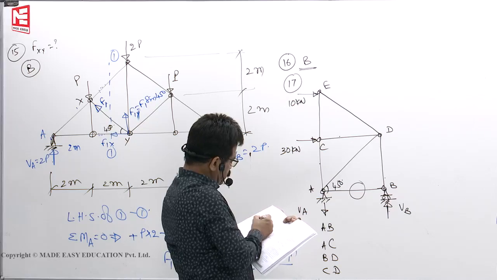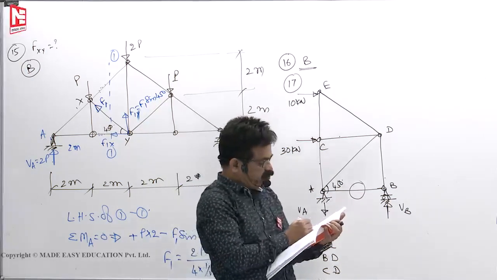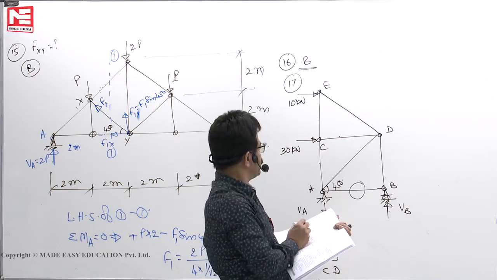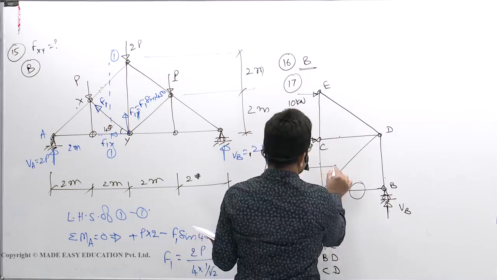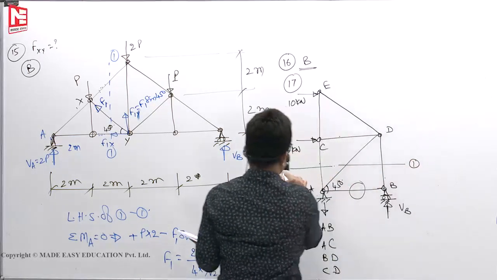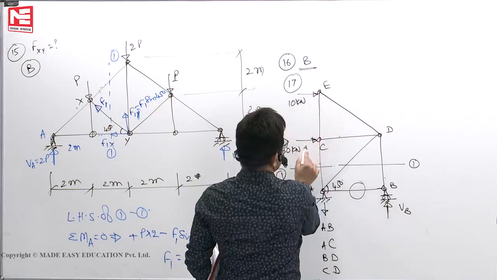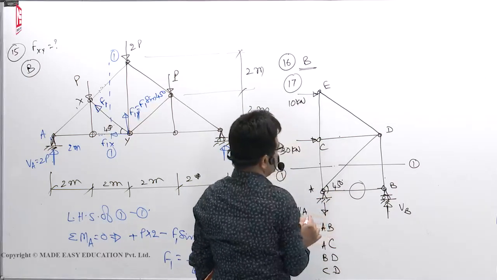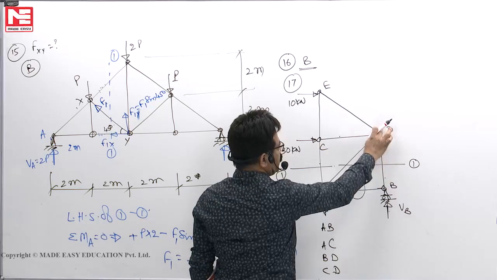Member AB 0 means A3. A3, but for A and C, two options are there. Then B2, B4. Member AC, if I want to find, cut here by 1, 1. Now look up. These two members we don't want, they are meeting. If I want member AC, unwanted members are these two. They are meeting at D.